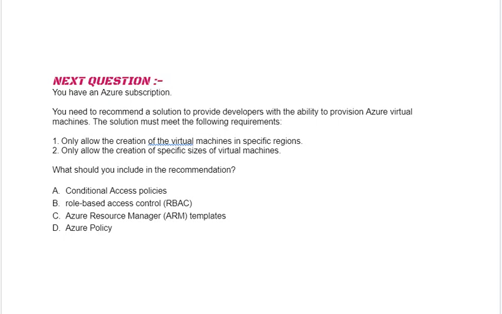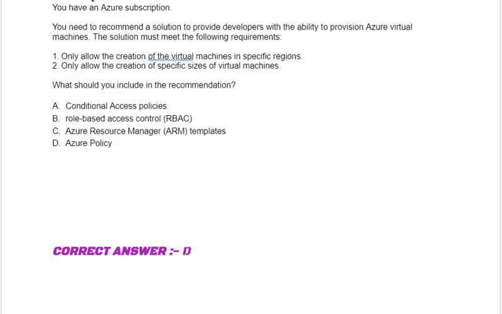Option A, Conditional access policies. Option B, Role-based access control (RBAC). Option C, Azure Resource Manager (ARM) templates. Option D, Azure Policy. Correct answer is option D.